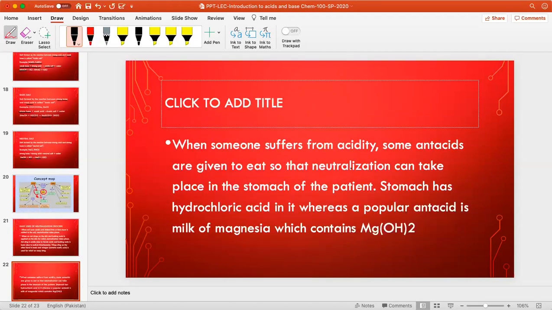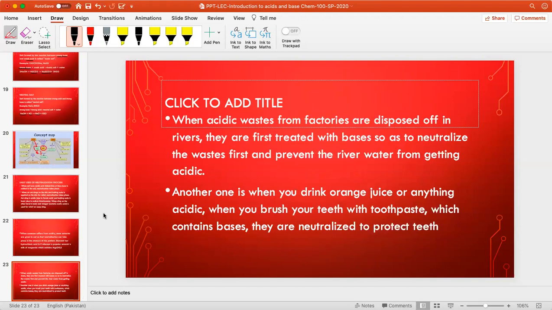When someone suffers from acidity, some antacids are given to eat so that neutralization can take place in the stomach of the patient. The stomach has excess hydrochloric acid in it, whereas a popular antacid is milk of magnesia, which contains magnesium hydroxide, and is given to the patient to neutralize the high concentration of acid in the stomach. So this is all about general information on acids and bases.